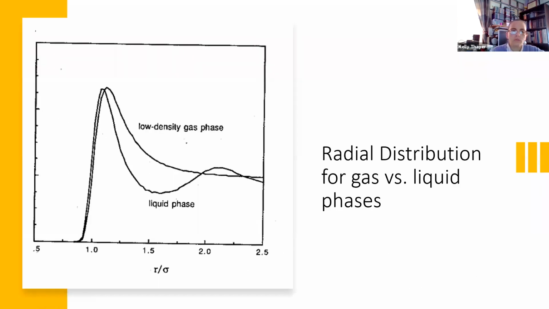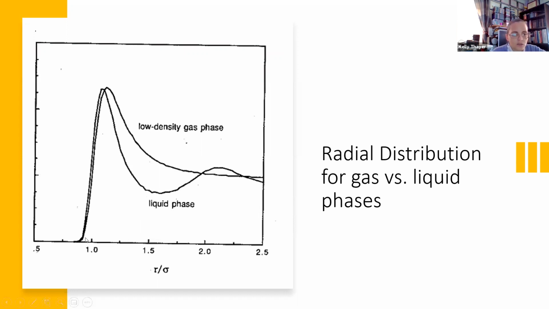The radial distribution function can be used to differentiate between the liquid and the gas phase. Notice in the liquid phase we have an extra bump here, whereas in the gas phase we do not. Let's take a closer look at this curve shape and see if we can understand what's happening here.